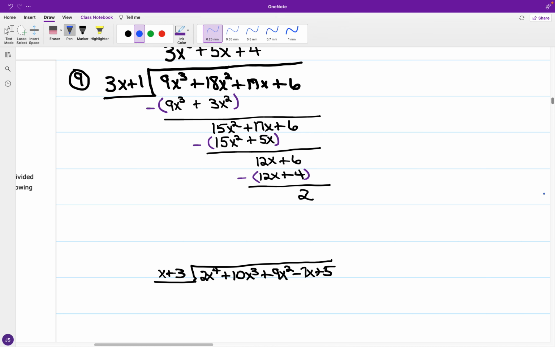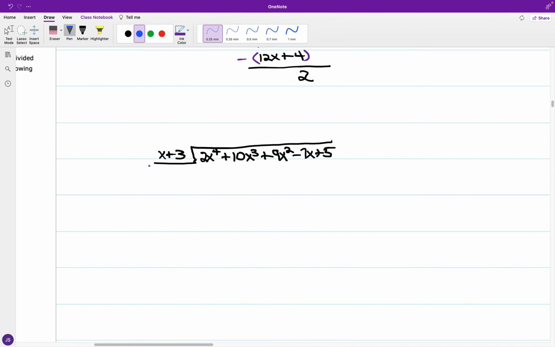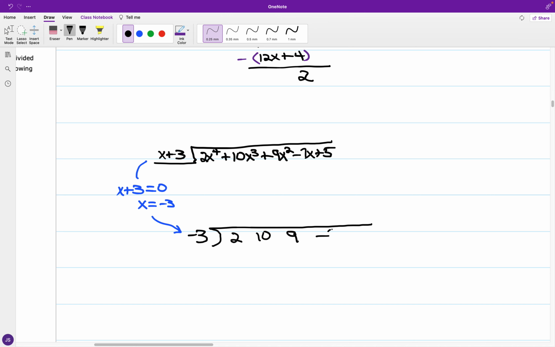And again, just for the transition from the long division to the setup regarding synthetic division. If I take the 0 of x plus 3, so we have negative 3, and taking the coefficients of the dividend. We don't have any missing degree terms, so I'm going to go ahead and put down the 2, the 10, the 9, the negative 7, and the 5.